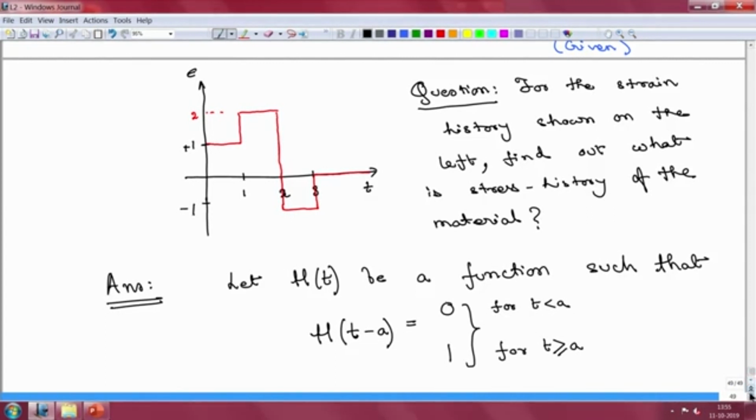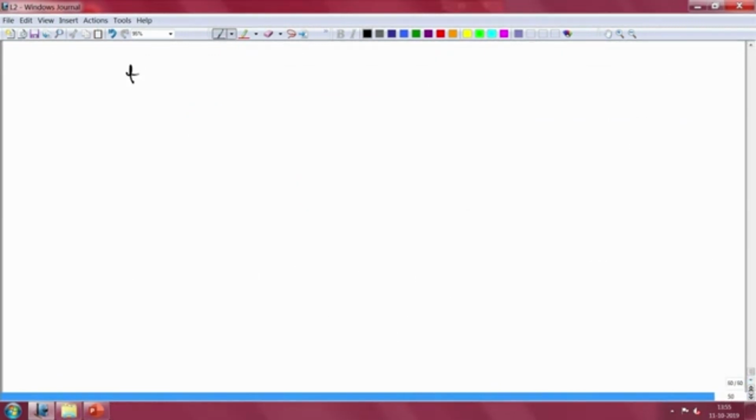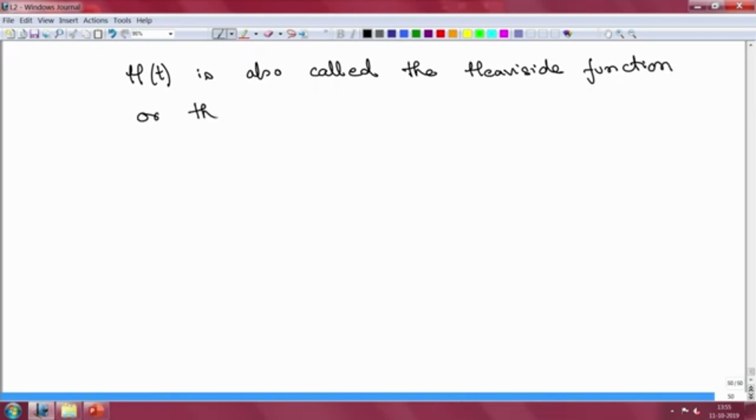This is also called the Heaviside function. So, h(t) is also called the Heaviside function or the unit step function. Why is it called the unit step function? Let us quickly look at this in a graphical form. Okay, so let us draw this.